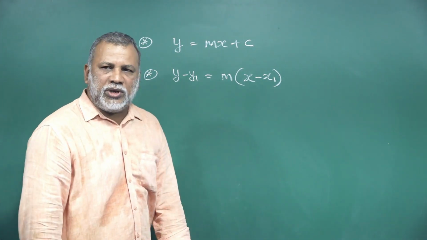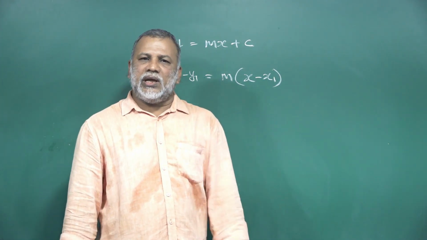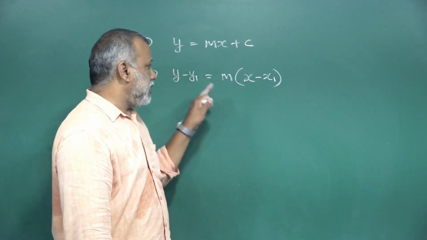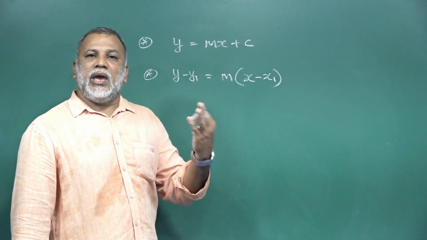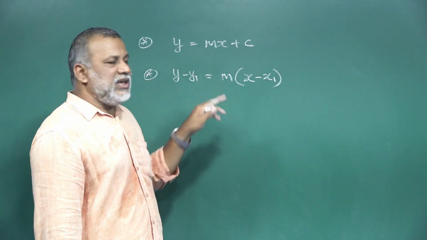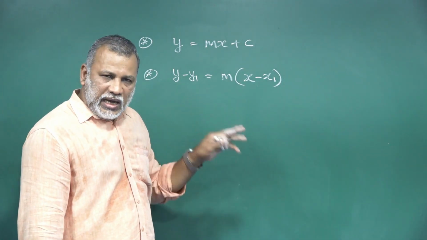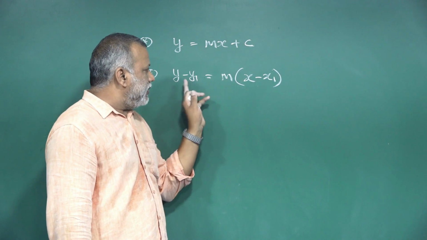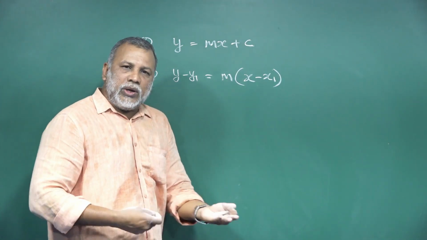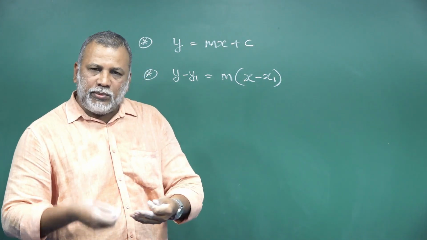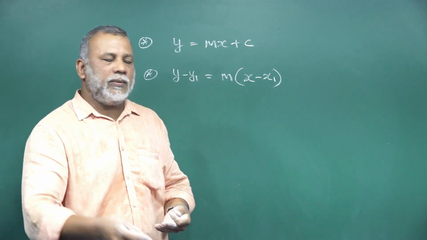It is also said to be the equation of the straight line passing through the point (x1, y1) and having slope m. This is nothing but the equation of the line having slope m and passing through a point. In your lower classes you used the name slope-point form.